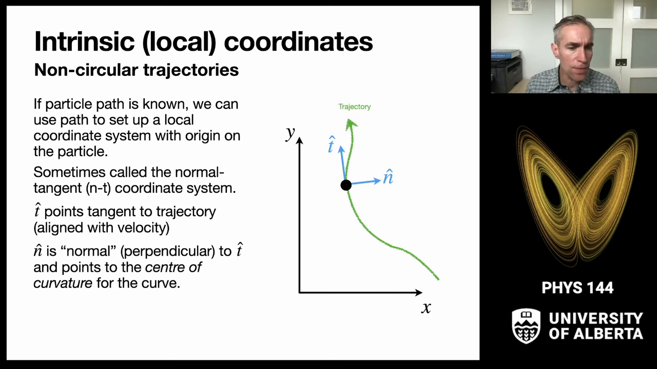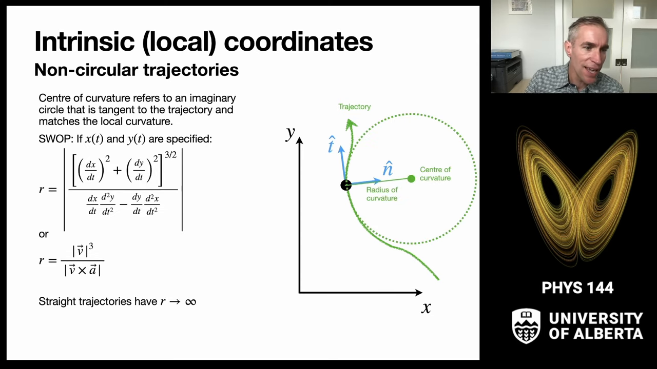And the center of curvature for a curve is kind of tricky. That is basically if we represent the curve with a circle locally, we imagine a circle that has the same curvature as the actual trajectory and matches up and touches the trajectory right at this point. Then we get this little circle, and the radius of that circle is called the radius of curvature.